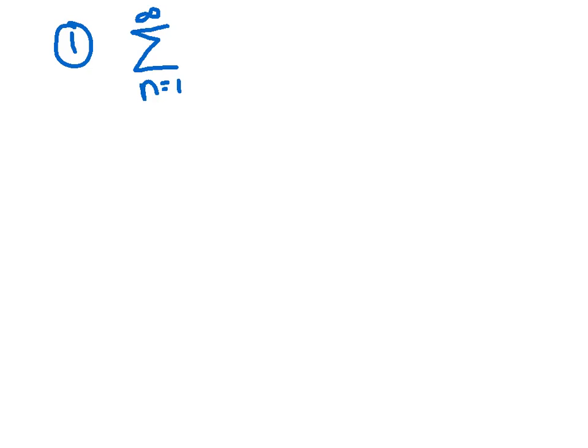Okay, we're going to dive into 3 examples here before we call it a night. Basically, we're just going to keep applying our rule. Let's see, we've got 6 divided by the cube root of n raised to the 4th power.